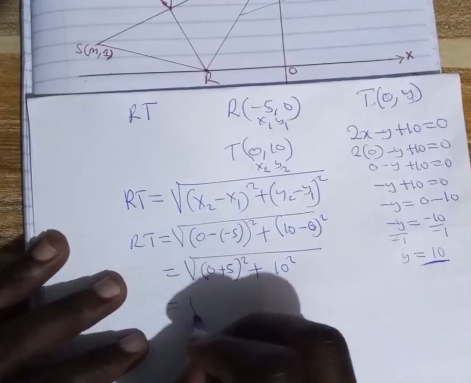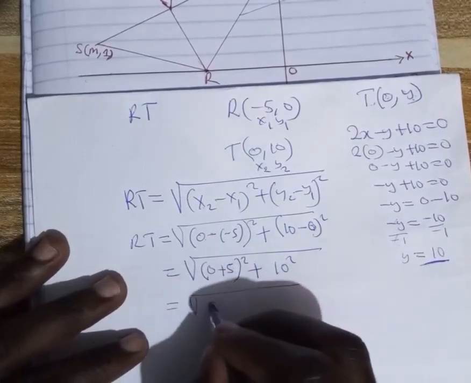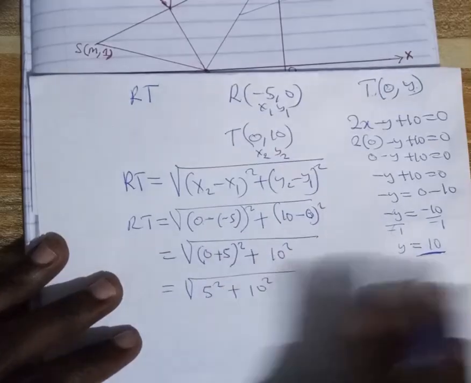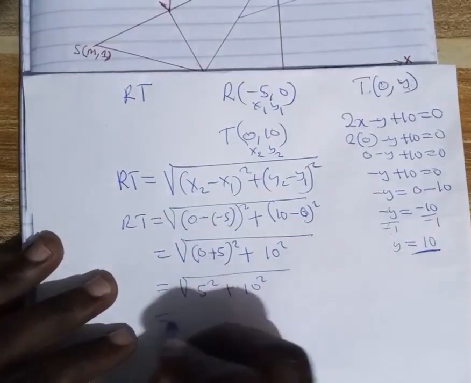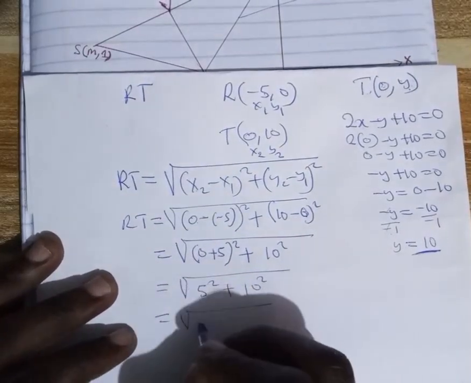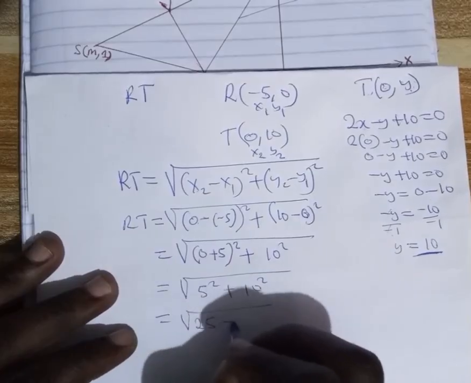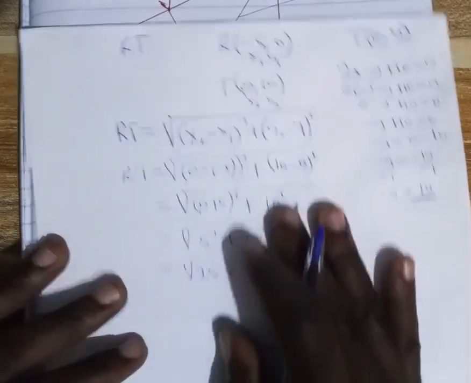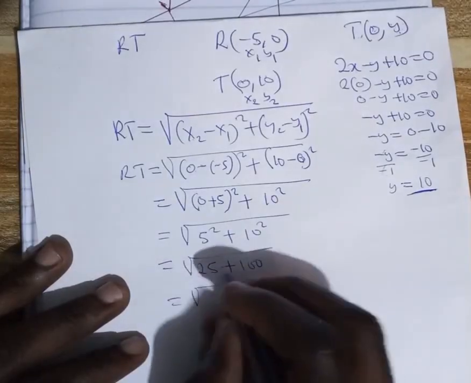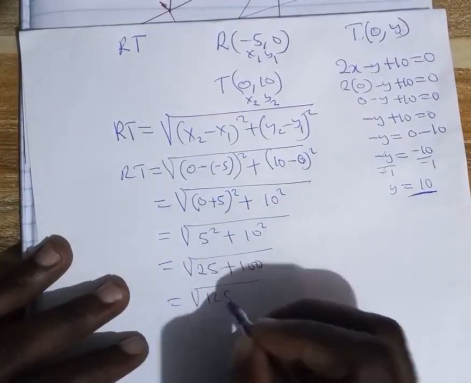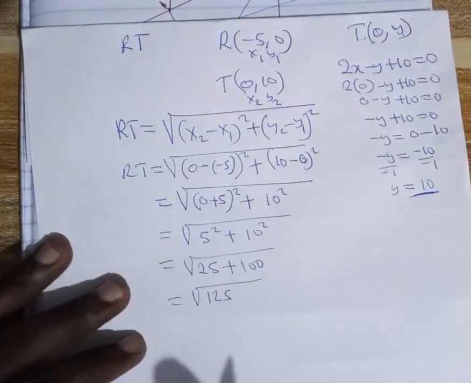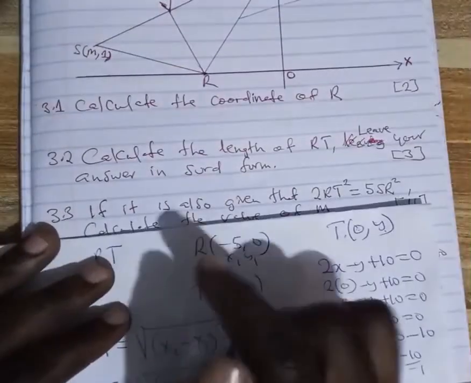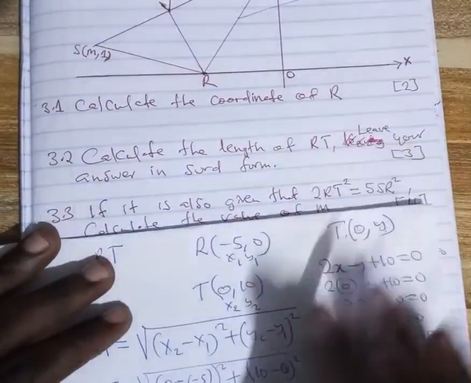So 0 plus 5 is 5 squared, plus 10 squared. When you look at this, 5 squared is 25, plus 10 squared, which is 10 times 10, 100. Then we have 125 when you add. Now they are saying give your answer in surd form. Look at this question: give your answer in surd form, 3 marks.